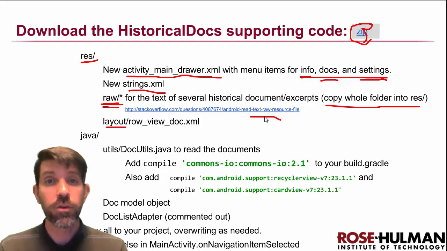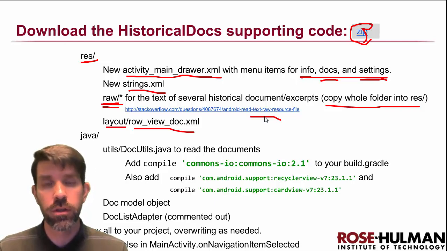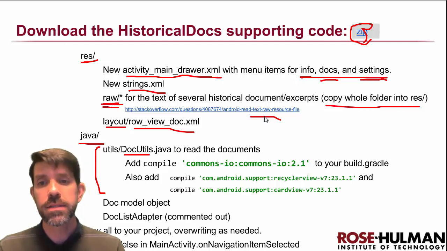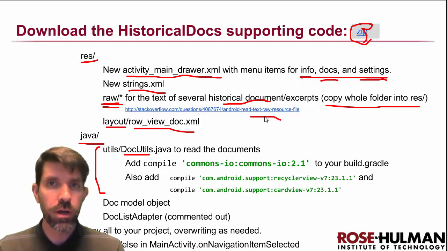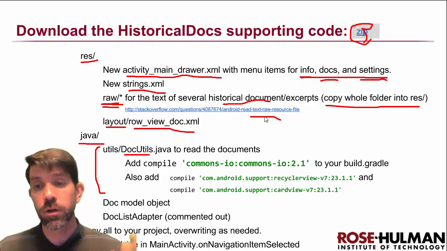And then I'm going to give you one layout, and that's essentially the layout for a single row view within our recycler view for the document list. For Java, a few different things. One thing is I'm going to give you a utility file here. This DocUtils is something that's going to read in these different text files, so it knows where to look and everything. Feel free when you open it up to check it out on your own time and see what's there. You can see if you want to swap in your own files, feel free to.